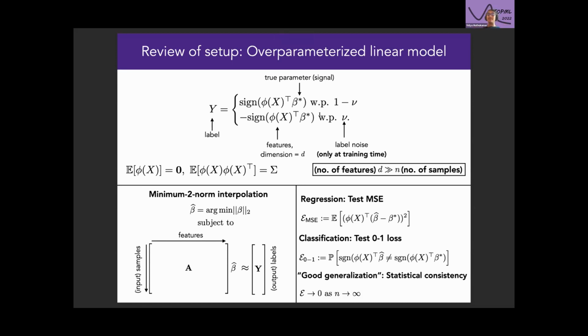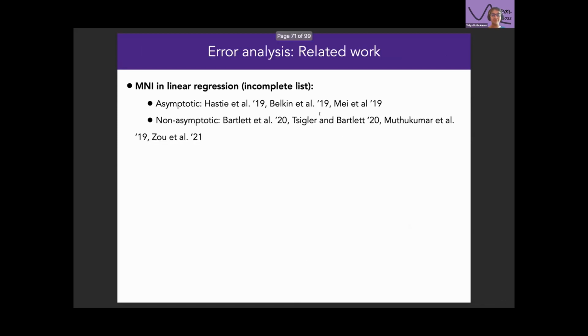So throughout this talk, when I talk about good generalization, I'm going to mean this in the sense of statistical consistency. In other words, we want the error to go to 0 as n goes to infinity. And in most of these cases, we're going to grow d and n together, and we're going to consider d to be much larger than n. And again, I'll make all of this precise in just a little bit.